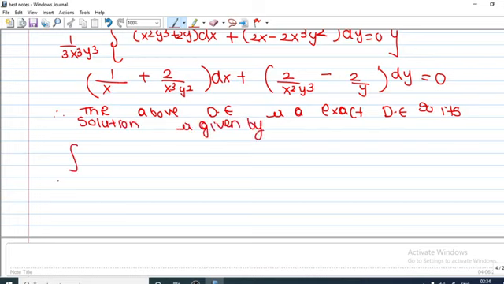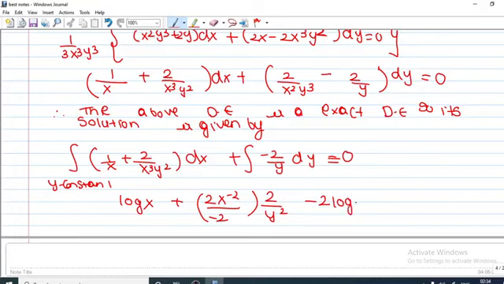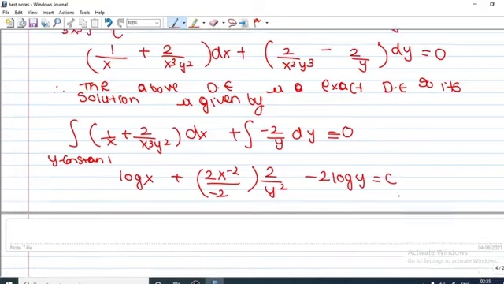Its solution is given by integration of M dx with y constant, plus integration of the terms free from x, only one term, minus 2 by y into dy equal to 0. Just integrate it. If you integrate, log x, and here what you have is 2x to the power minus 2 the whole upon minus 2 into 2 by y square, minus 2 log y equal to c. So you are getting this.